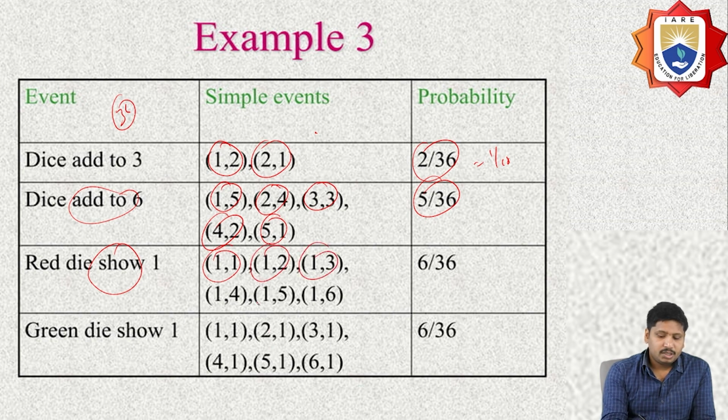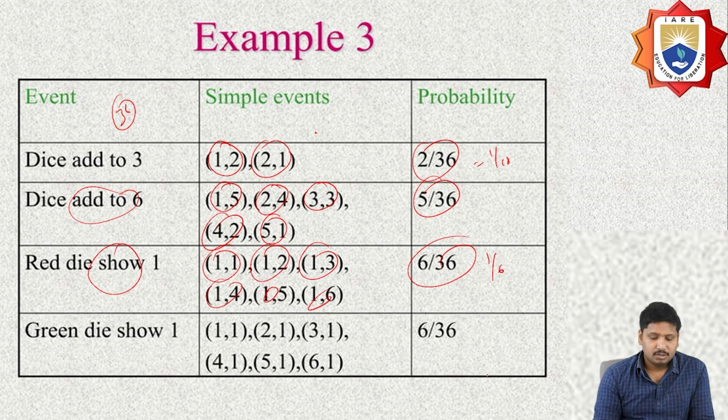1 1, 1 2, 1 3, 1 4, 1 5, 1 6. So 6 by 6, that should be 1 by 6. So the green die showing 1, 6 by 6, that should be 1 by 6. So like this we are going to calculate the probability values of any single unit.